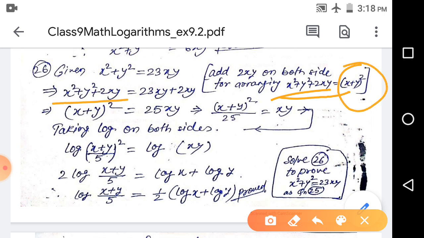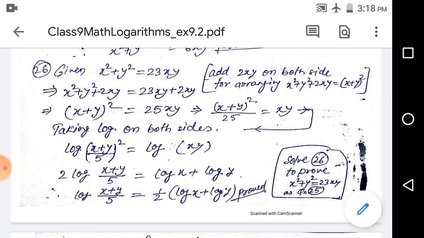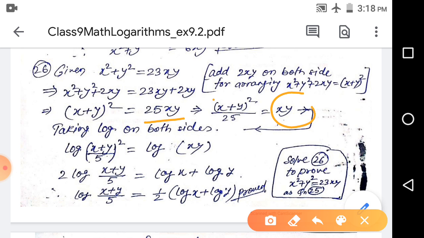See, 2xy is introduced here and here also. So the right hand side becomes 25xy, and this part becomes, see it once again, x square plus y square plus 2xy, that means (x plus y) whole square, and in the RHS it is 25xy. So (x plus y) whole square equals 25xy. This 25 is taken here.